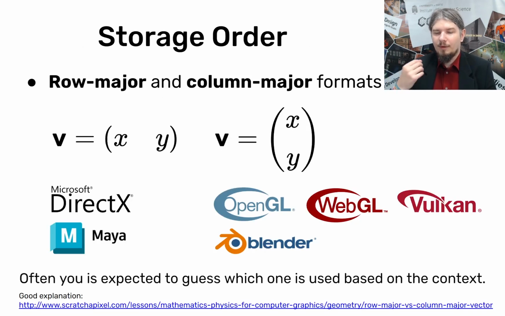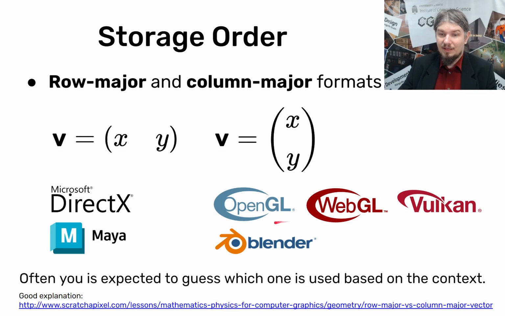Now, when we're talking about matrices and vectors, it's important to know which way we're storing them. So there are two storage orders. One is a row major order, another is a column major format. So different libraries and APIs use different formats. In our course, we'll be using the column major format, where the vectors are represented as column matrices, and the matrices will be multiplied from the left with the vector.